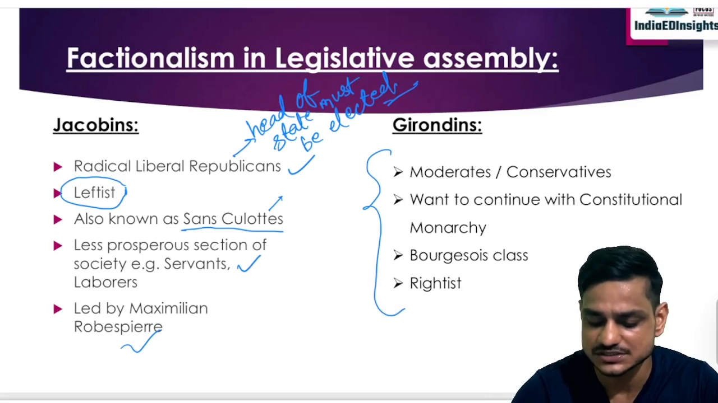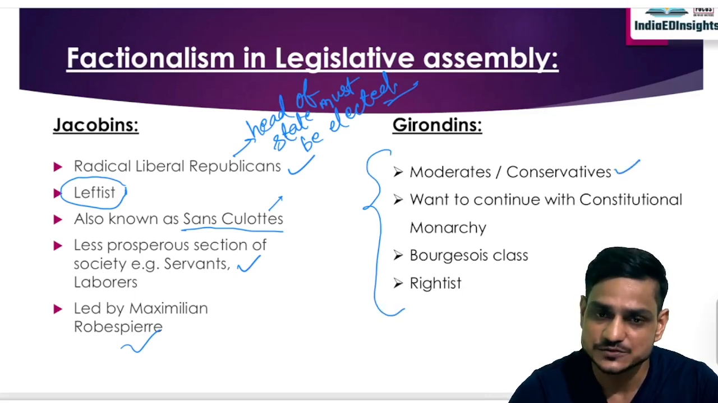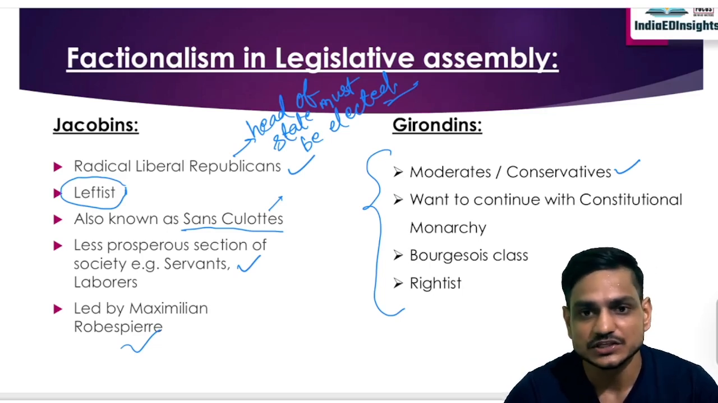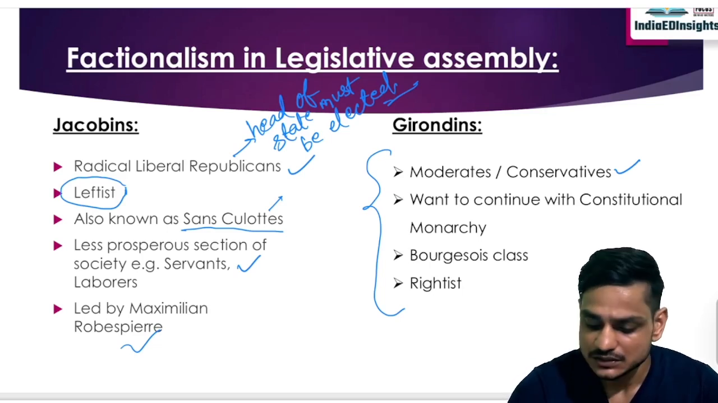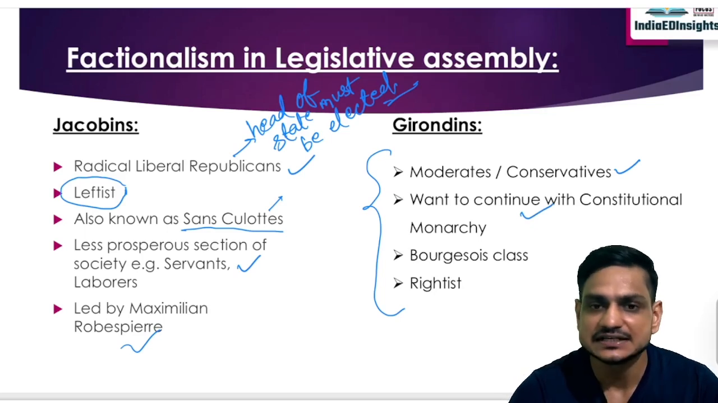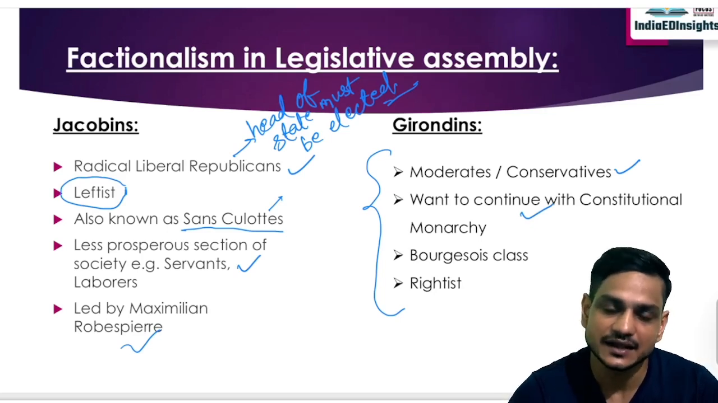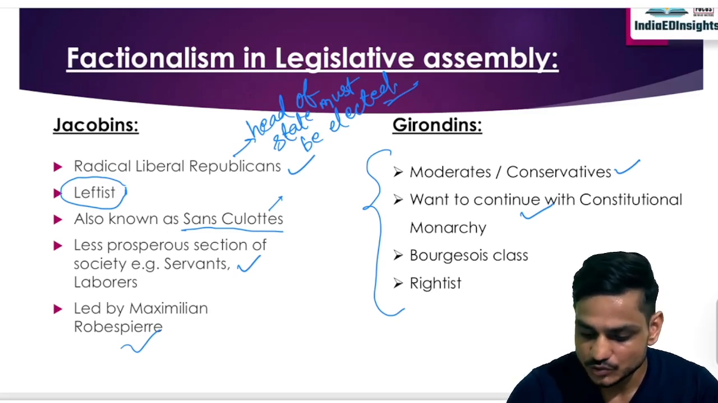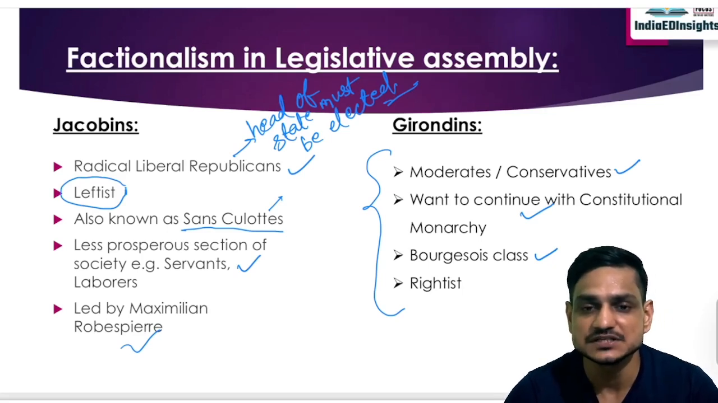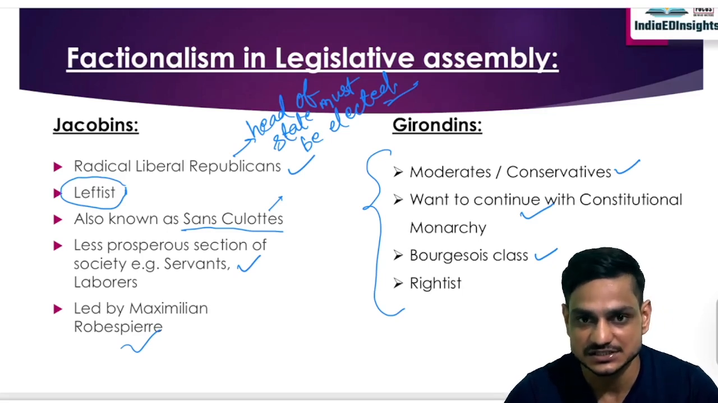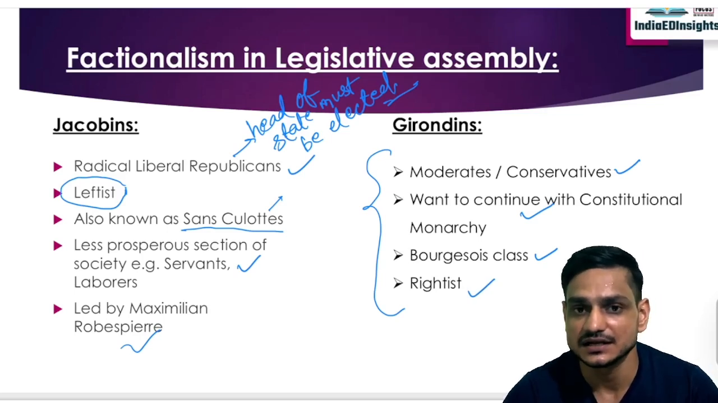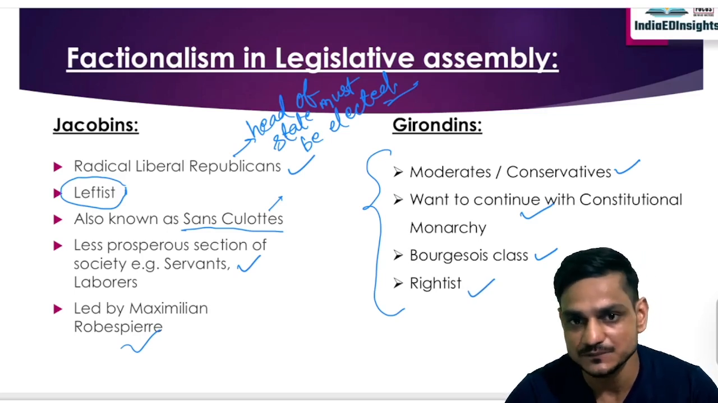The second group was the Girondins. The Girondins were moderate conservatives, meaning those people who did not want any change now. They were satisfied with the 1791 Constitution and wanted to continue with the constitutional monarchy. They thought that there must be a king at the apex of society. They did not want any republic. They belonged to the bourgeoisie class, meaning the rich people in the third estate. They sat on the right side of the legislative assembly. That's why they are known as the rightists.